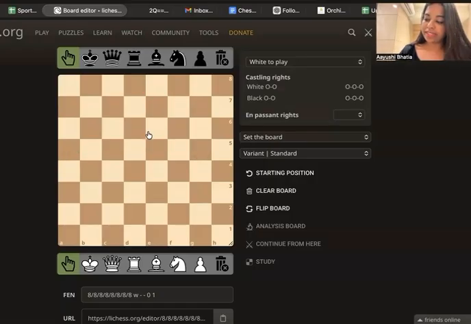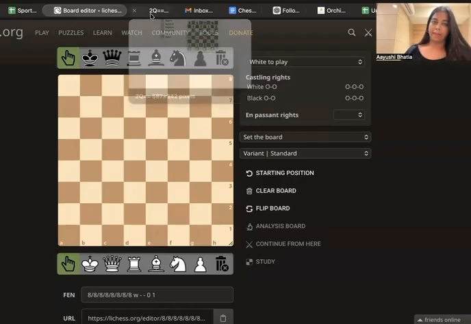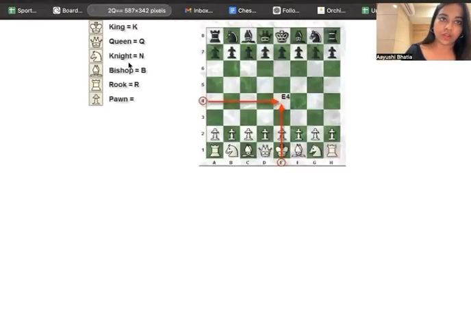Moving on to the next point, let's see which piece is called by which name. Okay, on this screen you can see a chessboard and here are the letters which are given for each particular piece. You can take a screenshot of this. For king, I would like you guys to note this down. For king we use the letter K. For queen we use the letter Q.